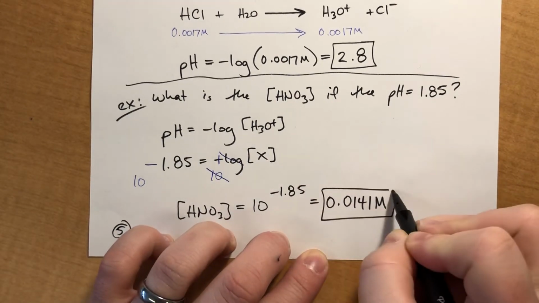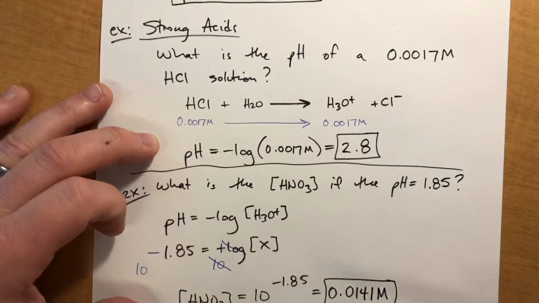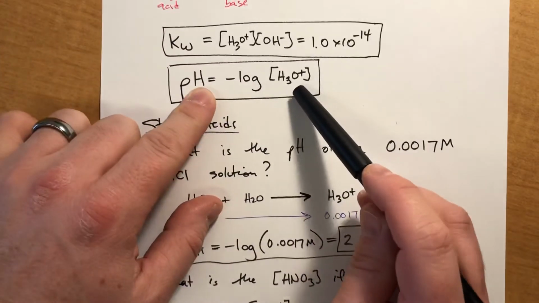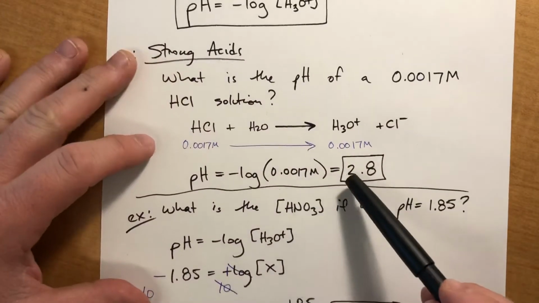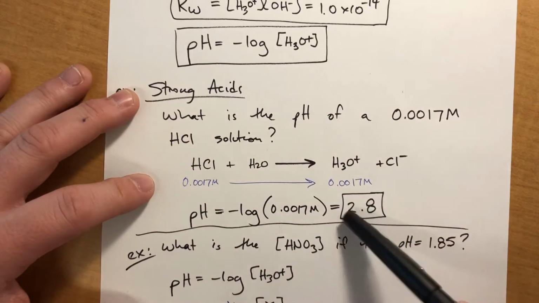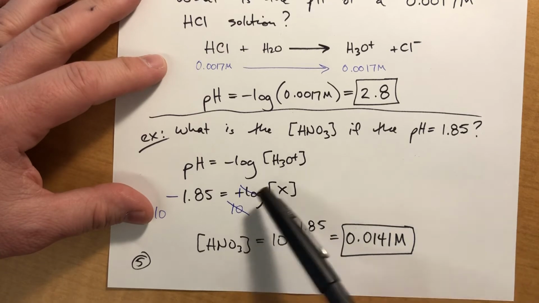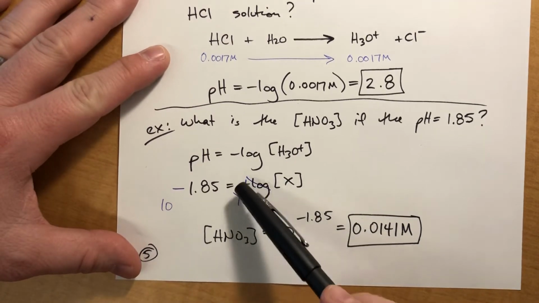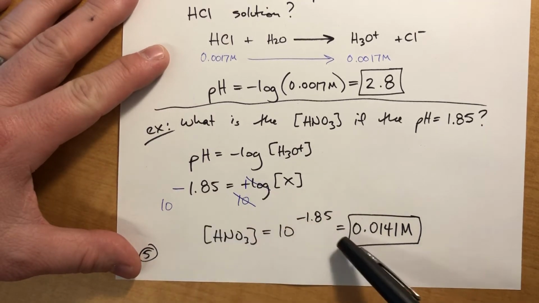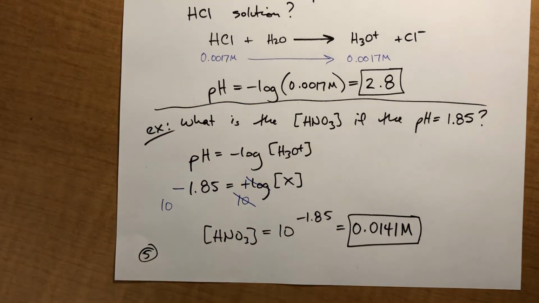So, if you have a strong acid, there's only two variables in this equation. It's either the concentration or the pH. If you're solving for pH, you plug in the concentration of H3O plus, take the negative log of it, there you go. If you have the pH and you're solving for concentration, you're going to have to get rid of the negative and then the logarithm to solve for this.